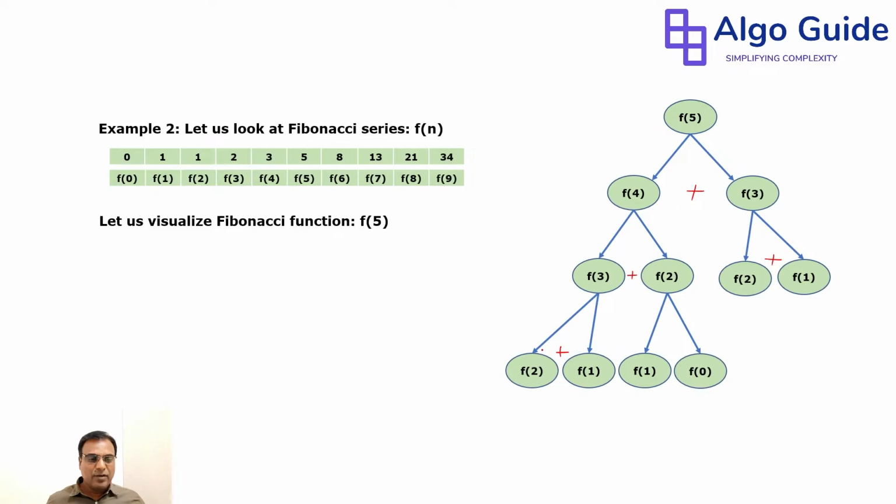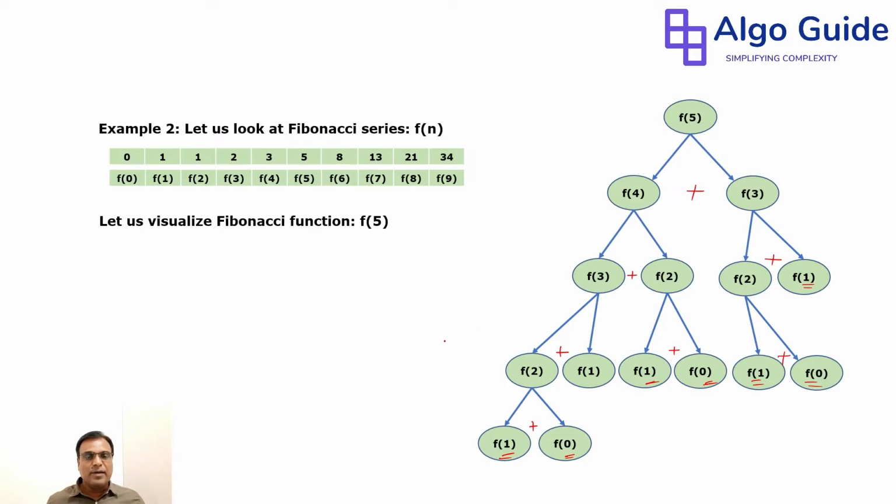Similarly, f of 3 calls f of 2 and f of 1, and f of 2 calls f of 1 and f of 0. Now f of 1 and f of 0 are the base conditions. Whenever the base condition is met, it returns the value of that particular base condition. So f of 0 returns 0, f of 1 returns 1. So 1 plus 0 is added, and f of 2 will have the value 1.